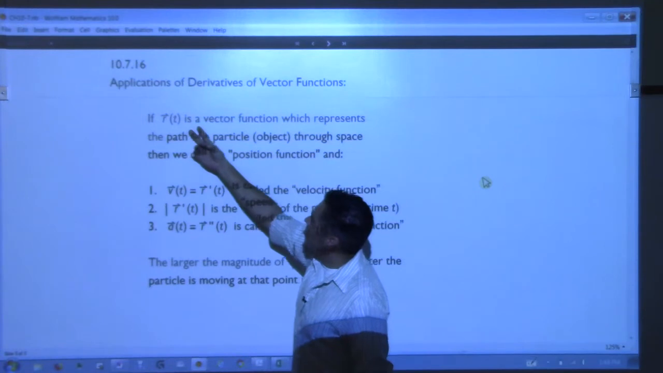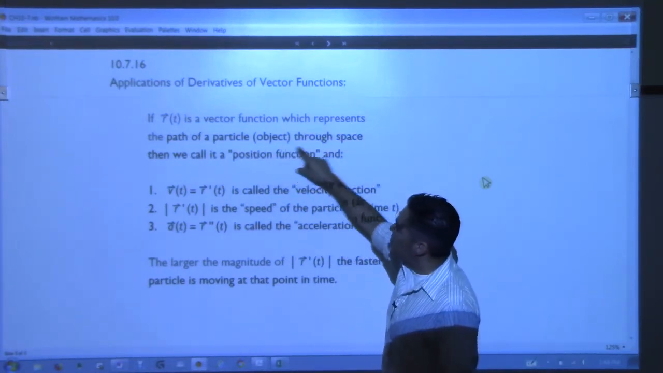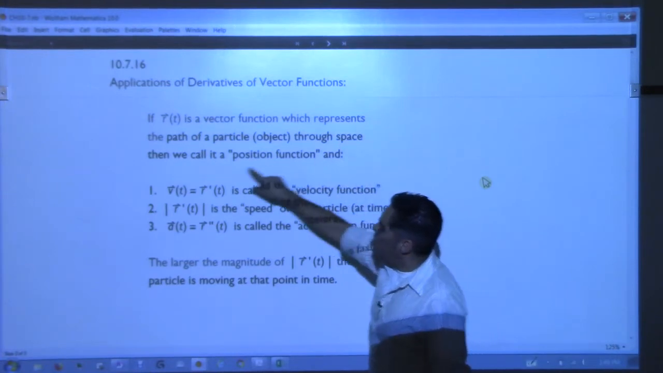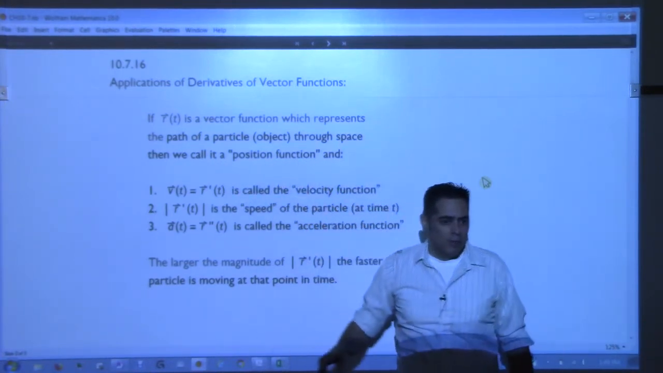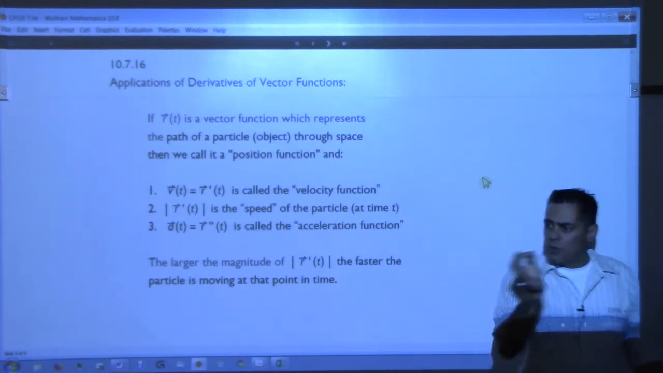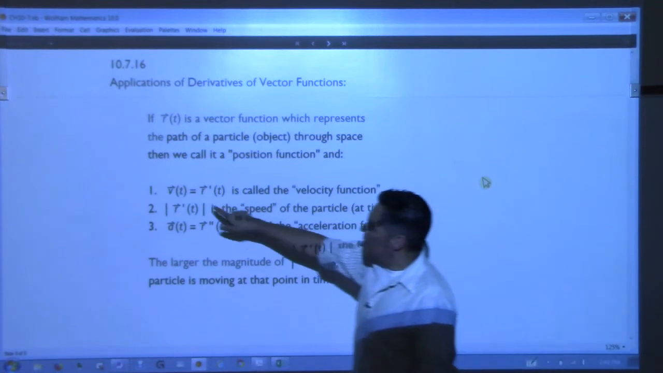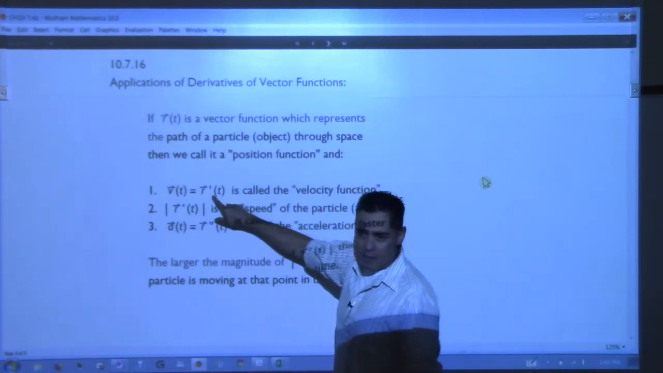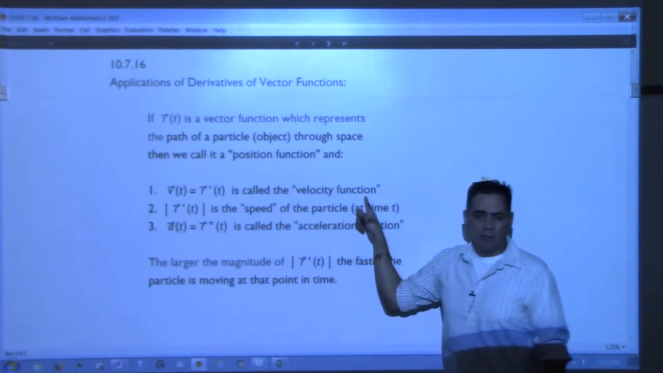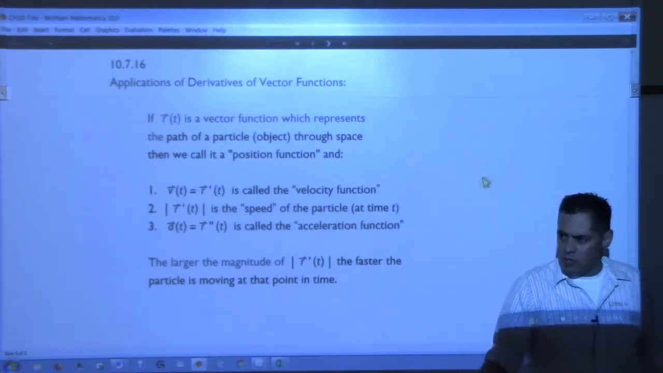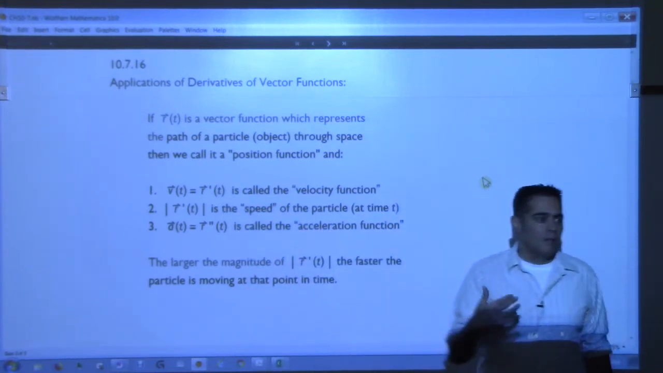If r of t is a vector function which represents the path of a particle or an object through space, then we call it a position function. So if the r of t is telling you where something is, we call it a position function. Then v of t, which is the derivative of r of t, is called the velocity function. And it is actually a function, right? The derivative of r is a vector function, and that's called the velocity function.